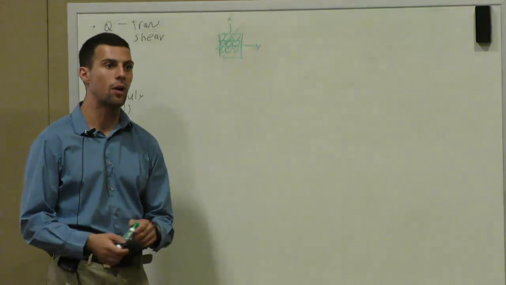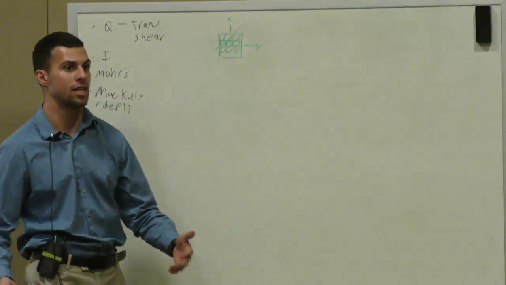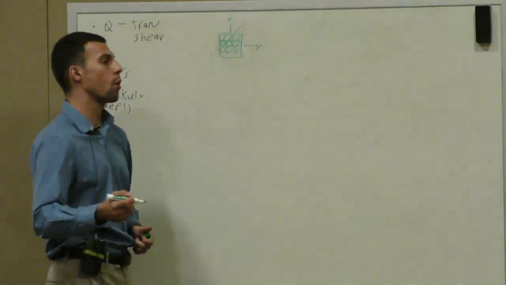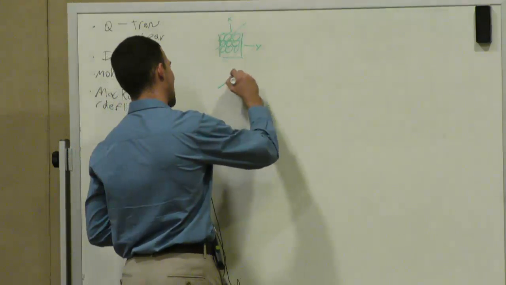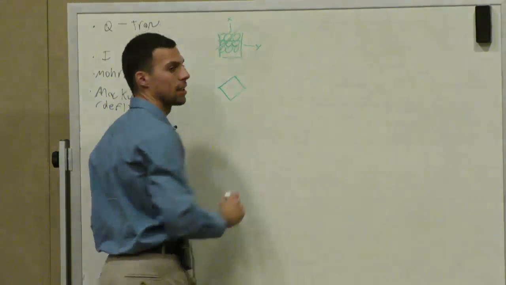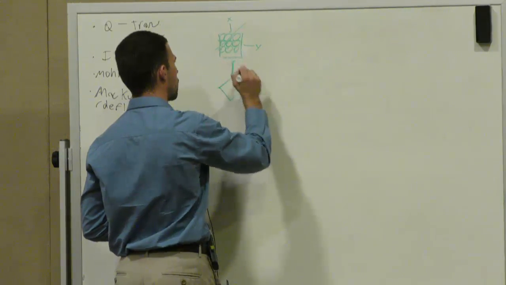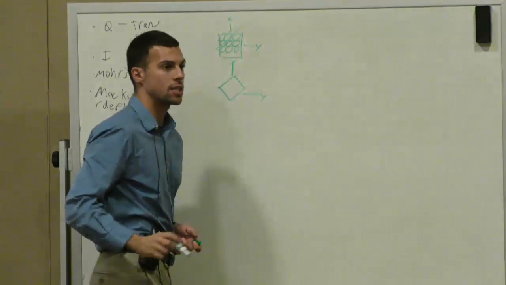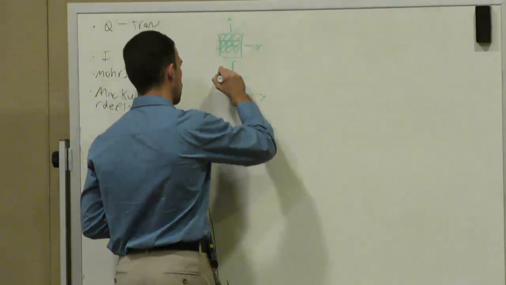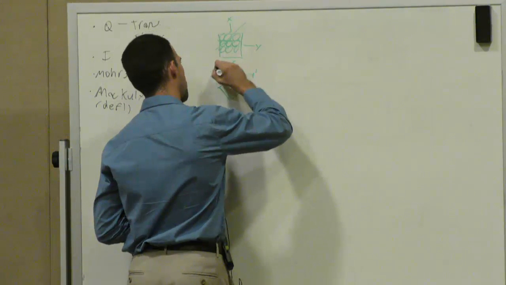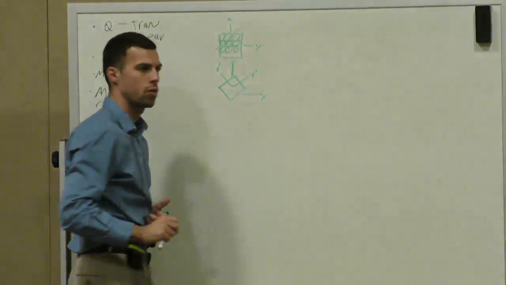And the way we calculate that is through a stress transformation, right? So in other words, we reorient our stress element, right? So here's the original x and y. So now we've reoriented to what we call x prime and y prime, right?